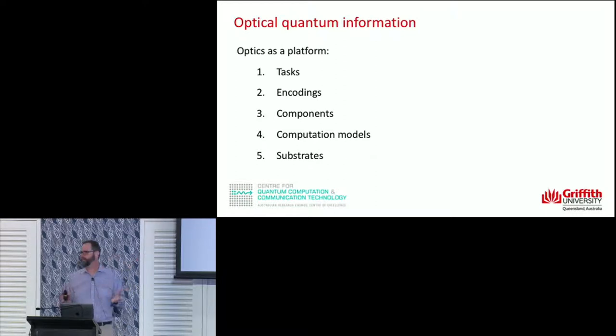And so I've divided the topic really into these five topic areas, which we're going to take a bit of an overview, a bit of a flyover of each of them. So what are the tasks that one might do, the encodings that might be used in optics, the components that we use to realize those encodings, so this is very much starting to think platform-based, how they can be used to implement different computation models, and what you might call, I don't know, the substrates or the material systems that are going to be used in order to build devices.